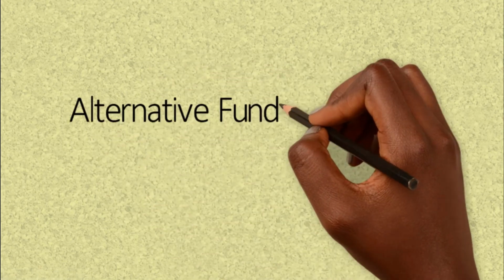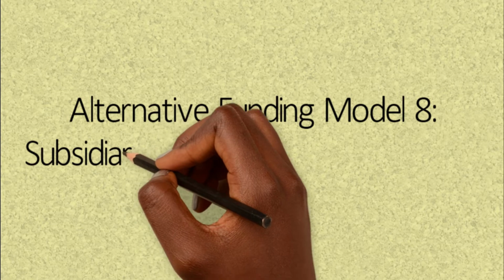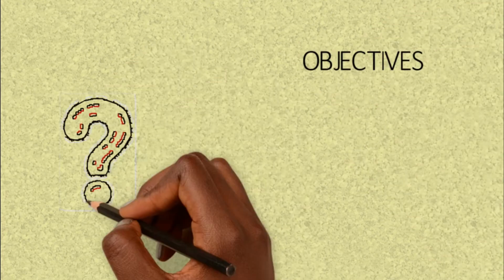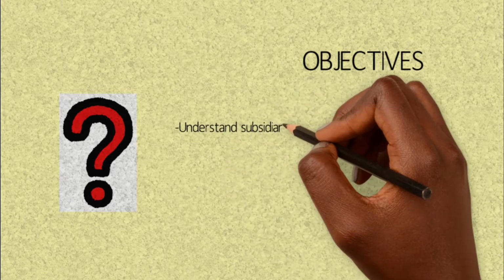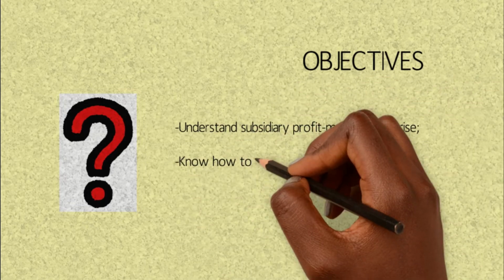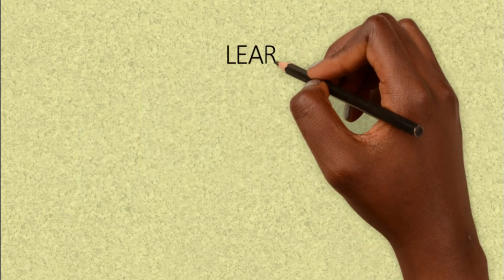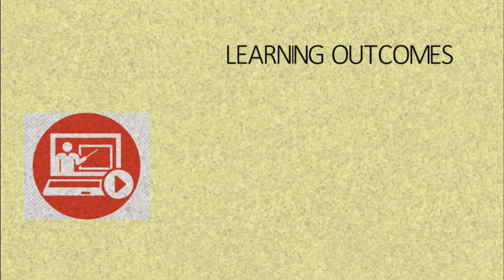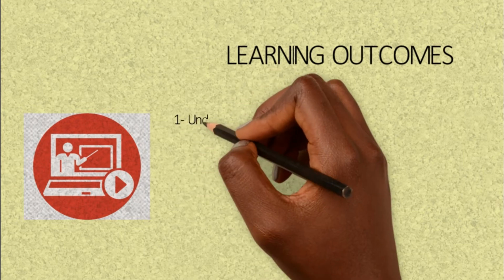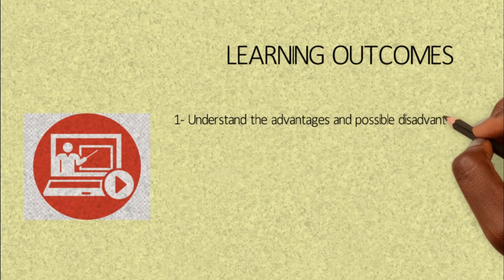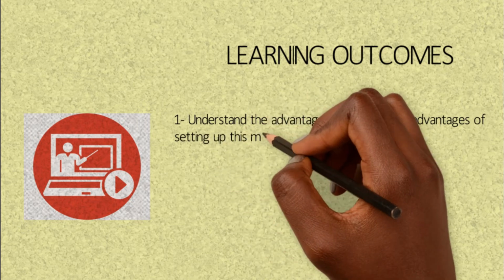In this session, we will be looking at subsidiary profit-making enterprises. The objectives of this session are to enable us to understand what subsidiary profit-making enterprises are and how to use such a model, or the profit-making enterprise, as an alternative source of generating revenue to support our social causes. We hope that by the end of this session, we will be able to understand the advantages and possible disadvantages of setting up this model in our respective organizations.